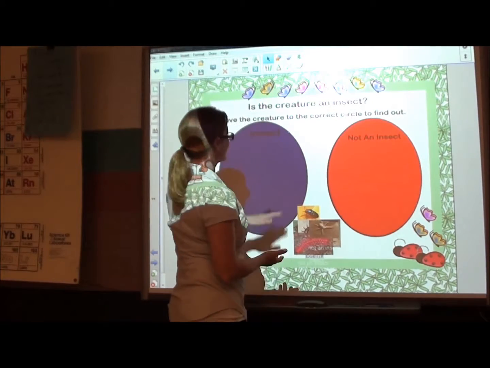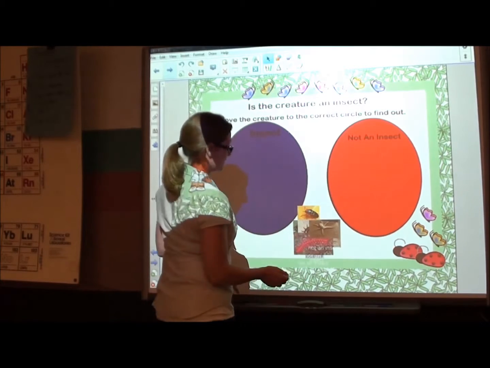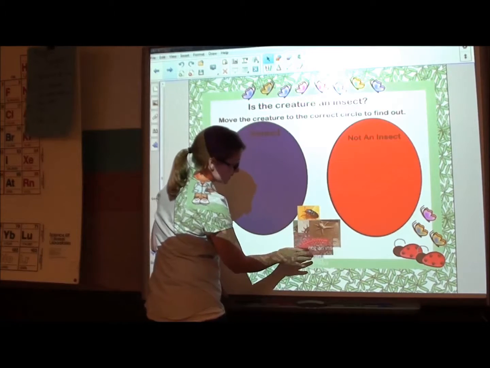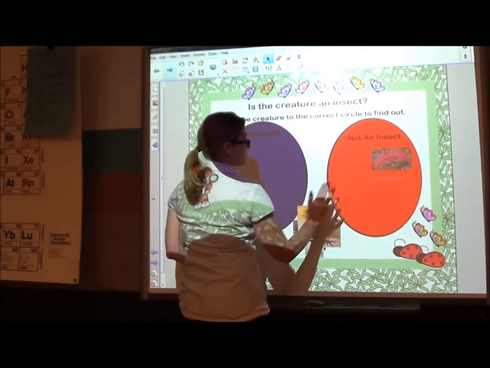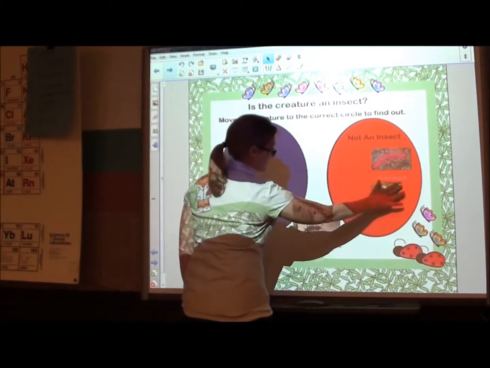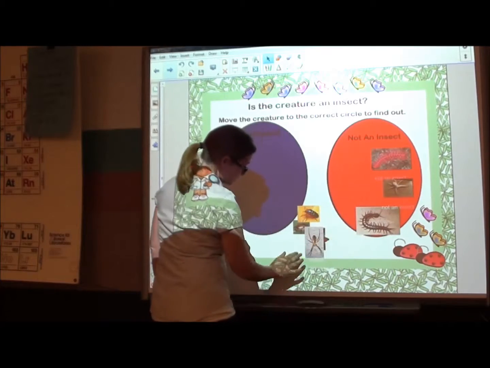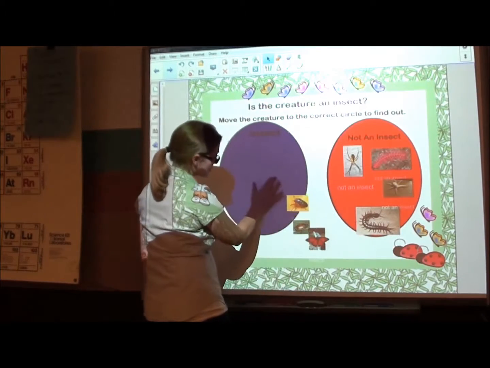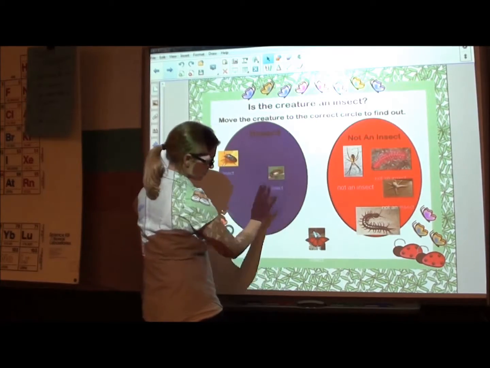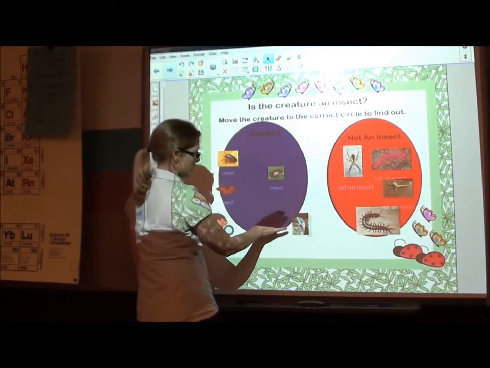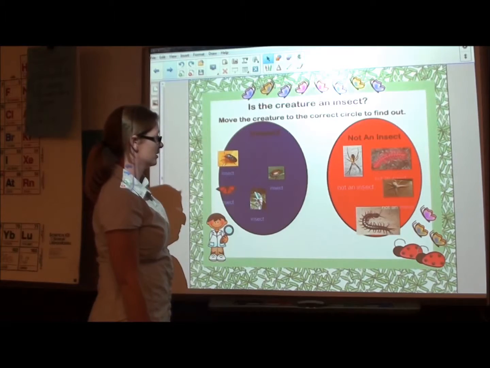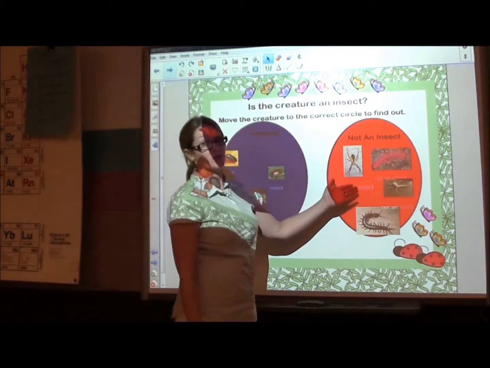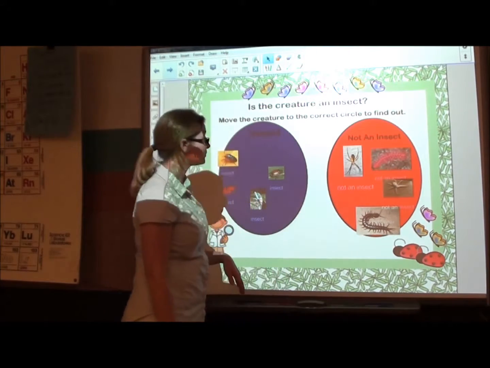The next slide is insect, not an insect. So we would drag over these items here. And this one looks like not an insect. This one's a spider. Centipede, another spider. This looks some kind of beetle. A butterfly. And I can't make out what that picture is. But obviously spiders are not insects because they have 8 legs.